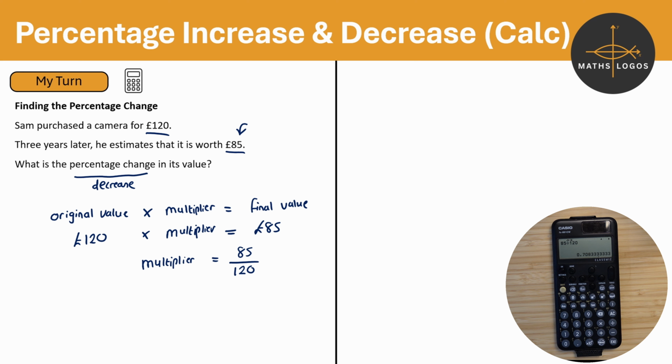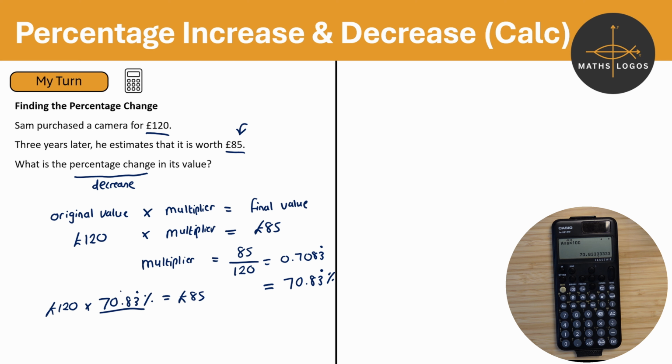As a decimal, that's 0.708 with the digit 3 recurring. Let's go ahead and turn that into a percentage. So we'll multiply it by 100. And that gives us this value of 70.83 recurring percent. Now, to put this into the context of the question, we took our £120, we multiplied it by 70.83%, and that gave us our £85.